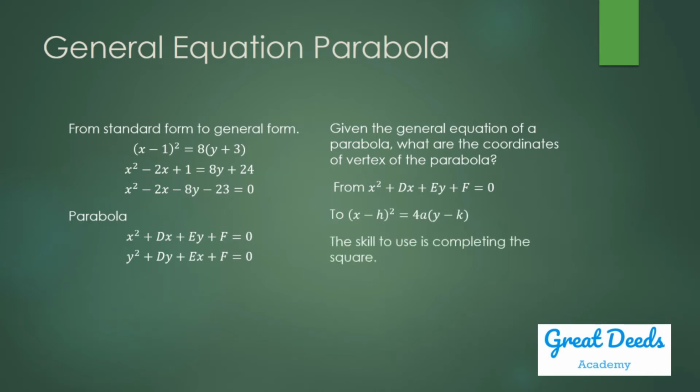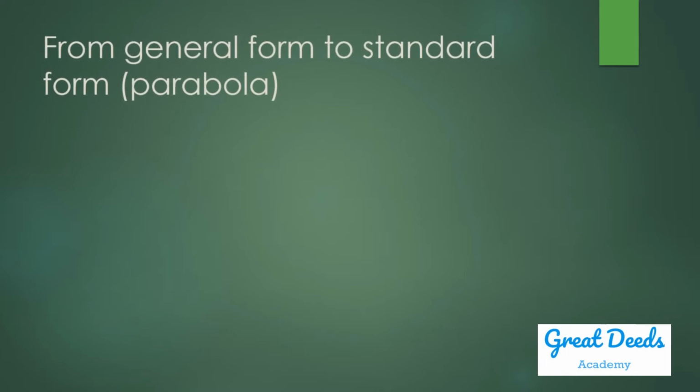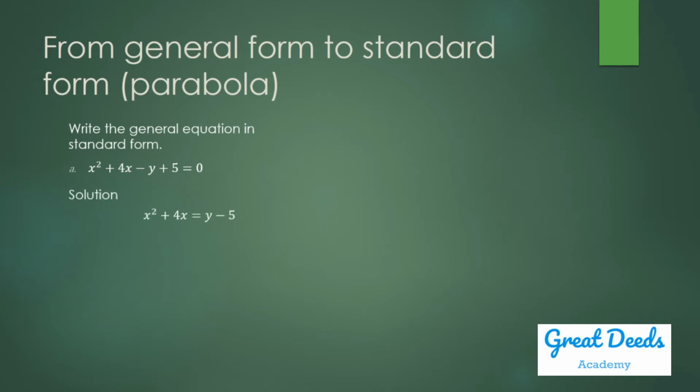And so again, the skill to use here is completing the square. Write the general equation in standard form. We begin by separating the terms, all the x's on one side, and the y and the constant term we write on the other side. This is where completing the square will come in. You will divide the coefficient of x by 2, and then you will square it, and then you will add it to these terms.